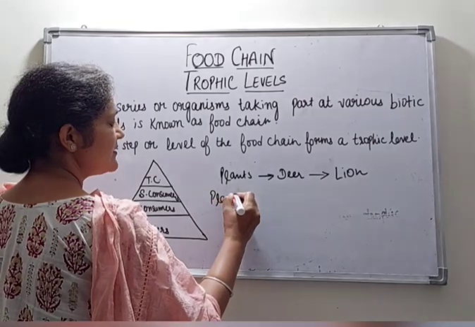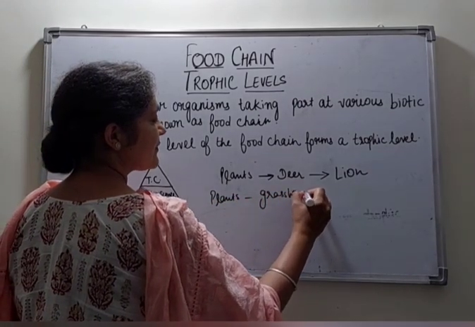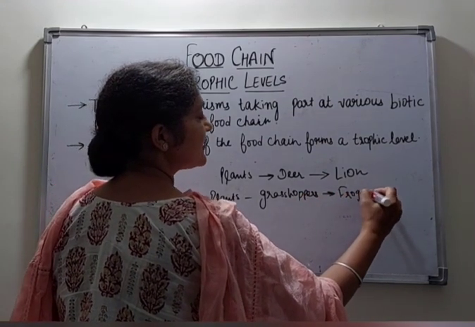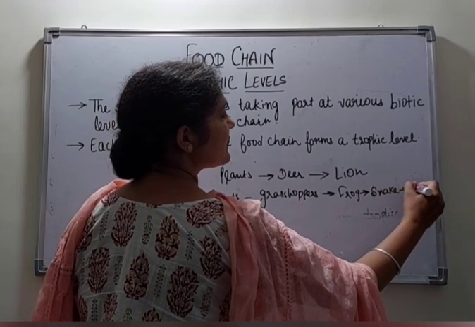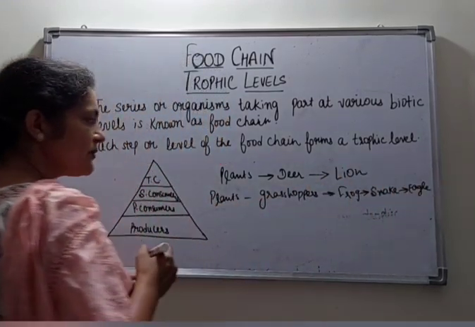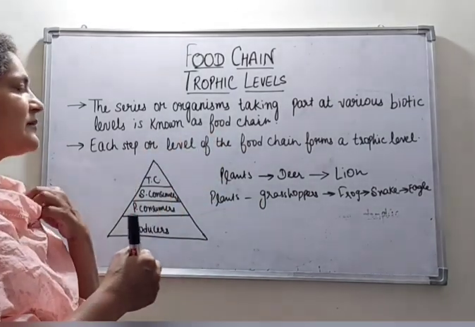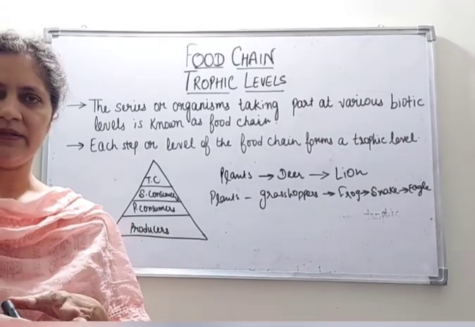Suppose here are plants. They are eaten by grasshopper. Grasshoppers are eaten by frog. Frog is eaten by snake. Snake is eaten by eagle. So this is also a food chain where the various organisms are interacting with each other at various biotic levels.